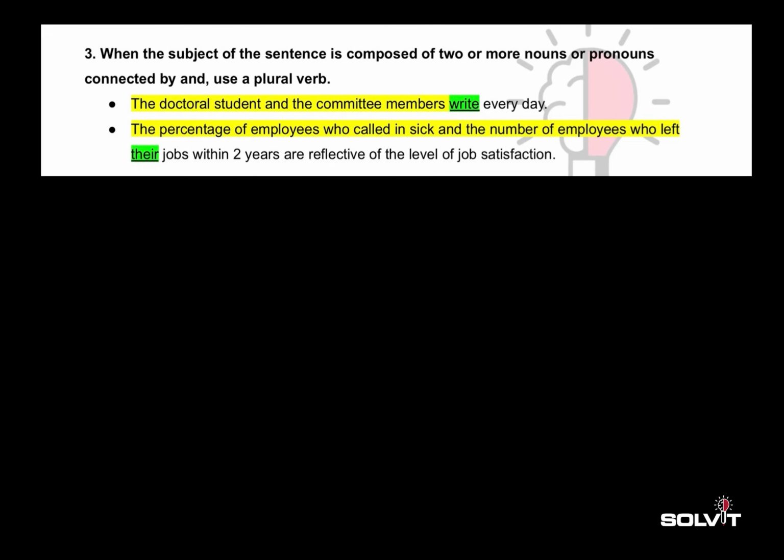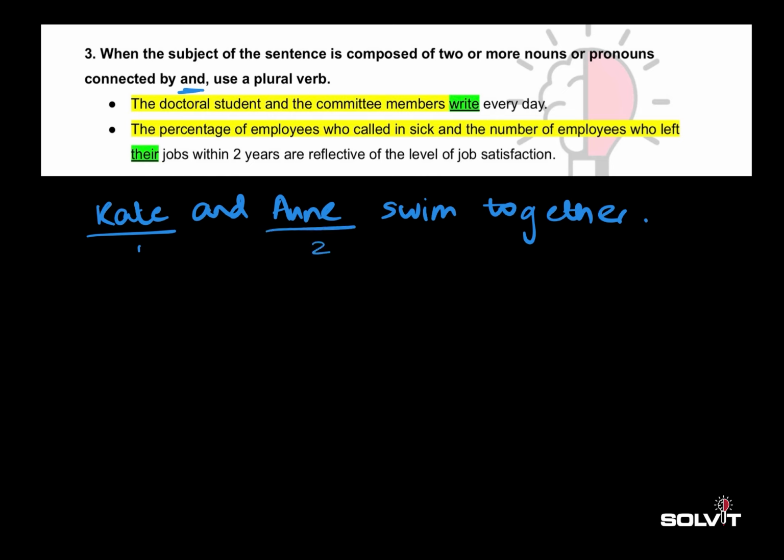Okay, so the third rule is when the subject of the sentence is composed of two or more nouns or pronouns connected by "and," use a plural verb. Now, sometimes our sentence does not have only one subject. Sometimes we're talking about two subjects or three subjects or more. Okay, so it's not always necessary that our sentence only has one subject. For example, the sentence "Kate and Anne swim together." Okay, so in this sentence, we have two subjects. This is one and this is two.